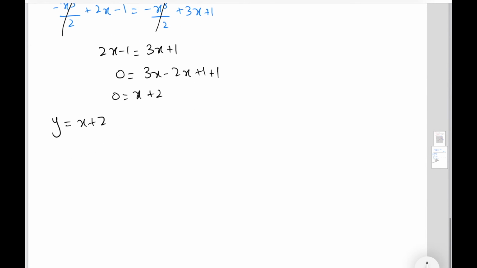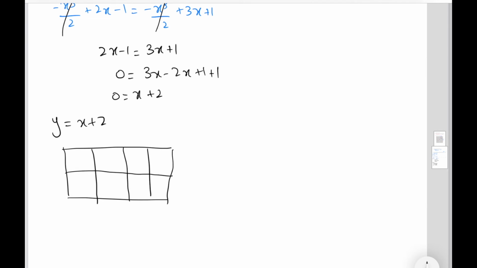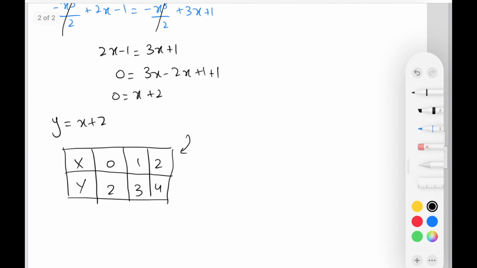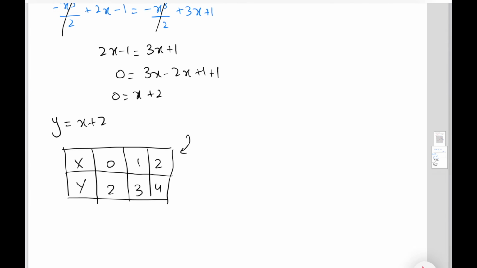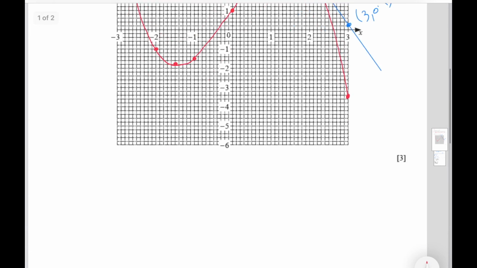The best way to do this is to first plot this line, and before plotting we need to draw a table. So I'm drawing a rough table over here and putting down values of x and y. I choose 0, 1 and 2 as the values of x, and y comes out to be 2, 3 and 4. So let's plot this line on the grid above. Let's do it in red. So 0 and 2, 1 and 3, and 2 and 4.